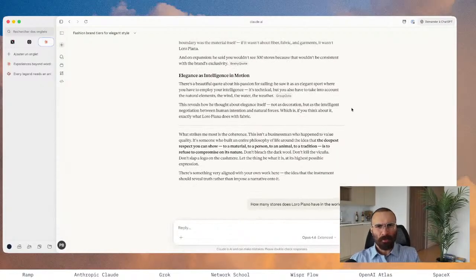Elegance as intelligence in motion. There's a beautiful quote about his passion for sailing. He saw it as an elegant sport where you have to employ your intelligence. It's technical, but you also have to take into account the natural elements, the wind, the water, the weather. This reveals how he thought about elegance itself, not as a decoration, but as the intelligent negotiation between human intention and natural forces.